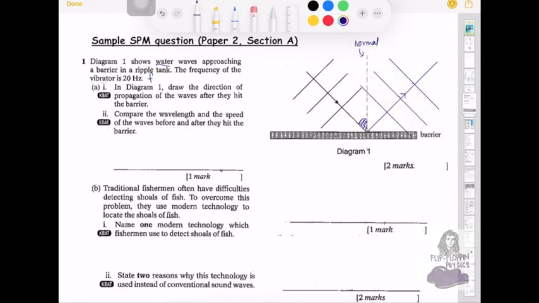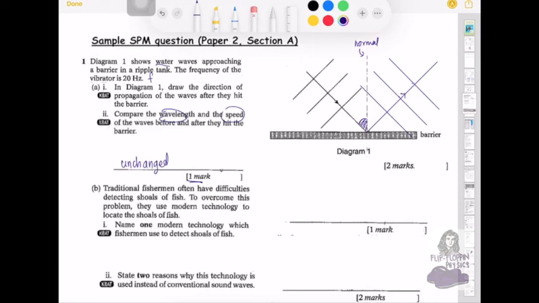And then A2 is to compare the wavelength and the speed of the waves before and after the hit. This one is unchanged, or you can also write the same. The clue is given here because it's just one mark, but they ask you about both speed and wavelength.